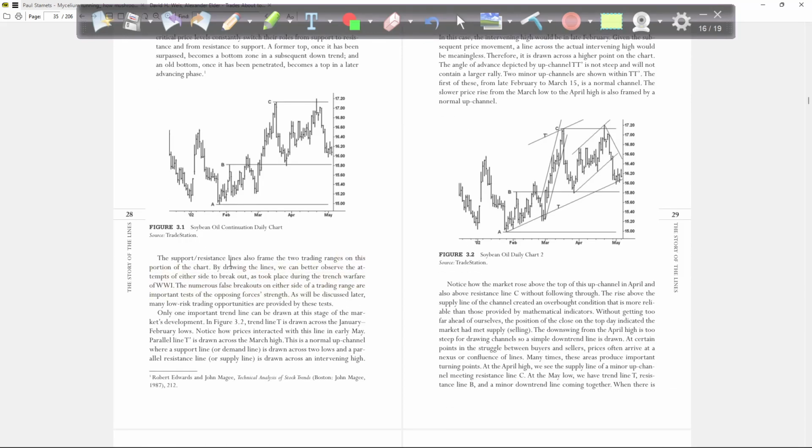The support and resistance lines also frame the two trading ranges on this portion of the chart. By drawing the lines, we can better observe the attempts of either side to break out, as took place during the trench warfare of World War I. The numerous false breakouts on either side of a trading range are important tests of the opposing forces' strength.